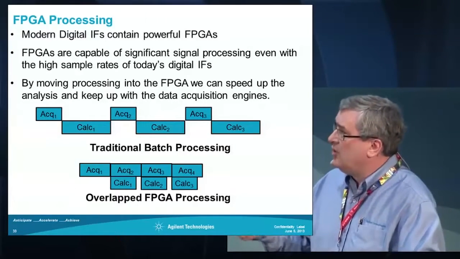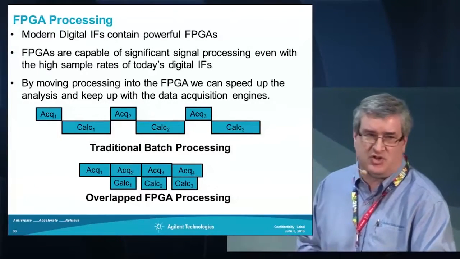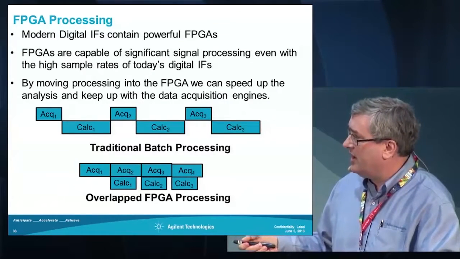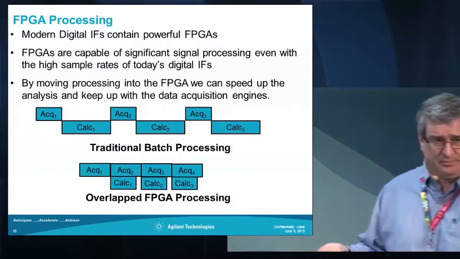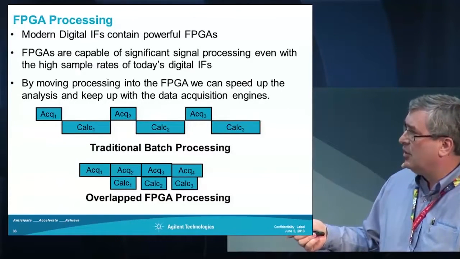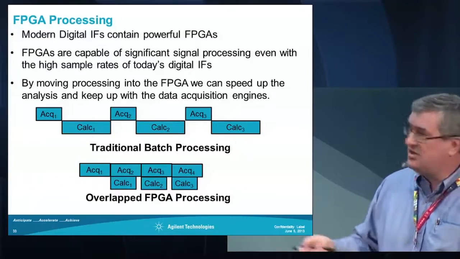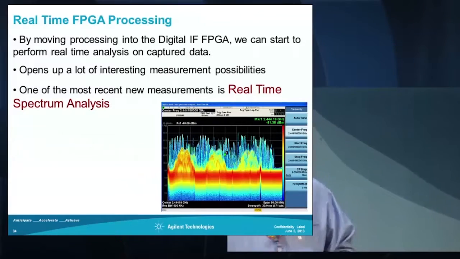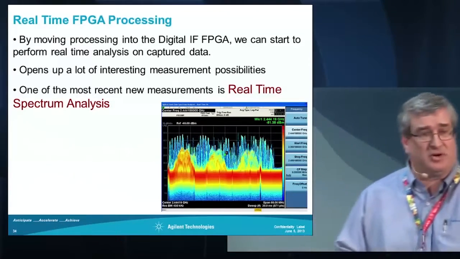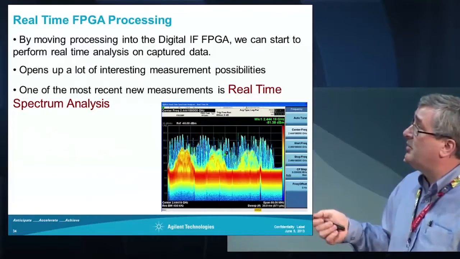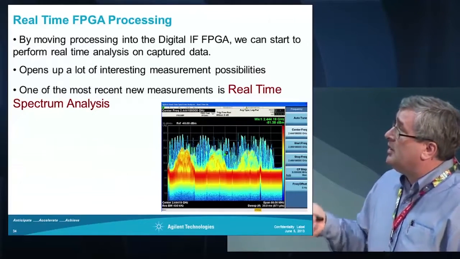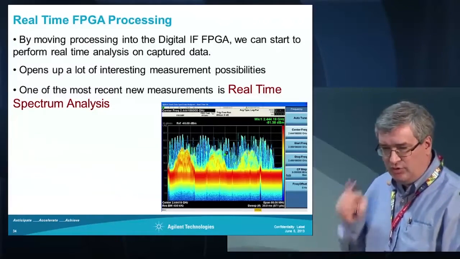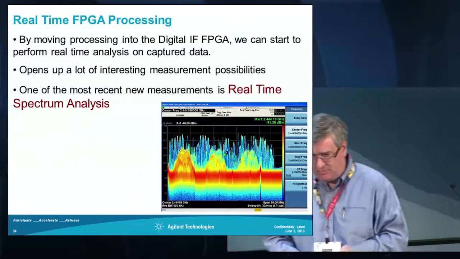Now suppose we start moving these calculations into our FPGA. What starts to happen is you can do acquire, calculate, acquire, calculate, acquire, calculate, and the calculation is faster than the acquisition time. When this starts to happen, you'll notice we're not blind to anything going on anymore. We could see all the data going through. And so that brings us to the latest feature that's starting to show up in spectrum analyzers, so-called real-time spectrum analysis. By moving the processing to the digital IF, we could start to perform this analysis where we do not lose a single sample. And that's what I want to talk about for a little bit here.